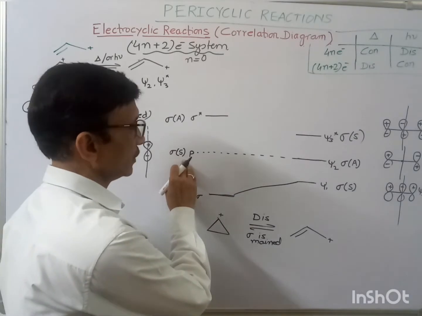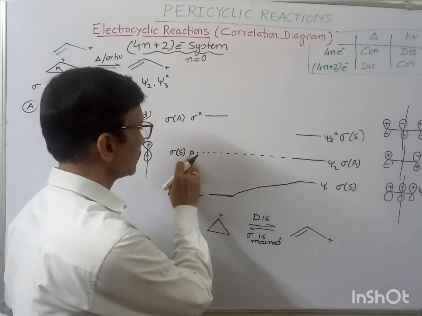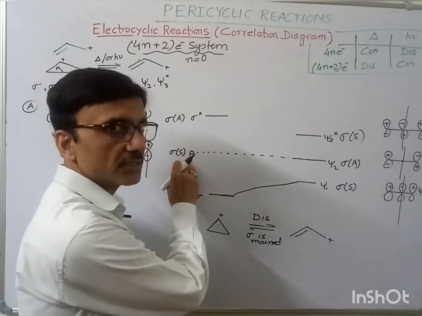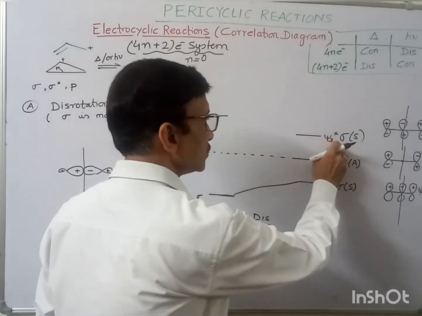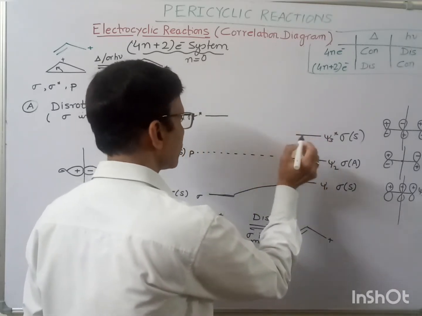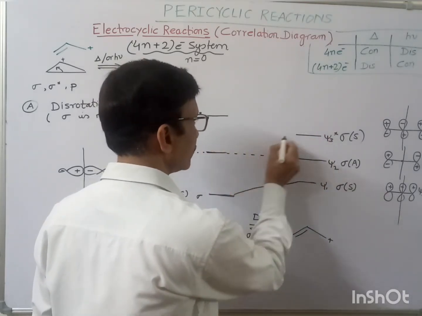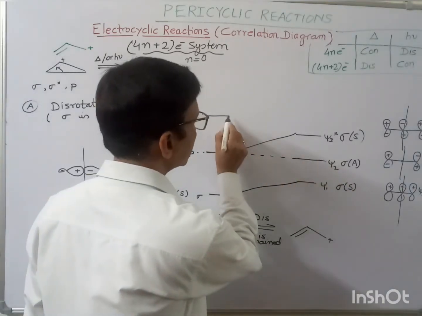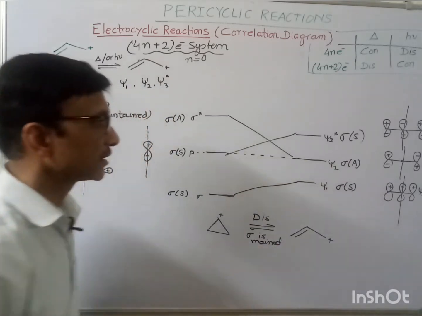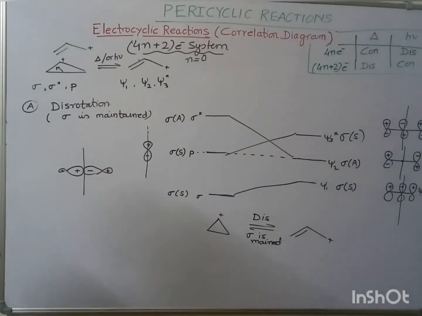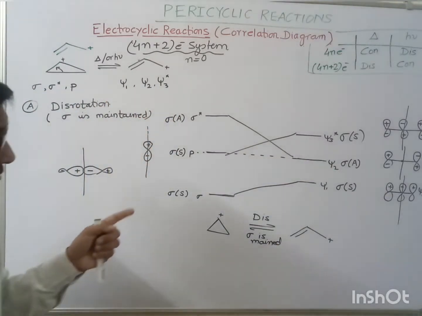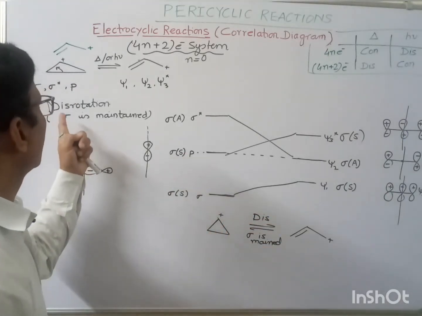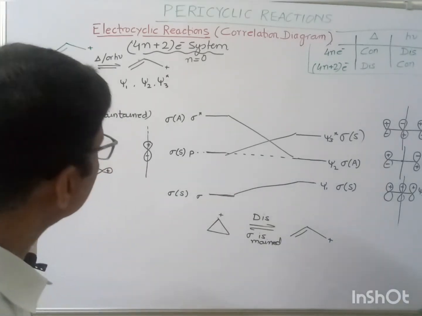Now if you see, this P is symmetric with respect to the sigma, so this should be correlated with the symmetric molecular orbital. This psi3 is symmetric here, that's why I will correlate it with this one. And this is anti-symmetric, this is anti-symmetric, that's why I will correlate like this. Okay, so this is the simple correlation diagram for this allylic system.